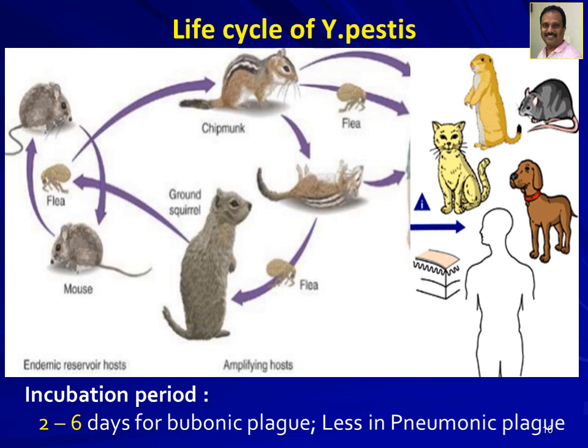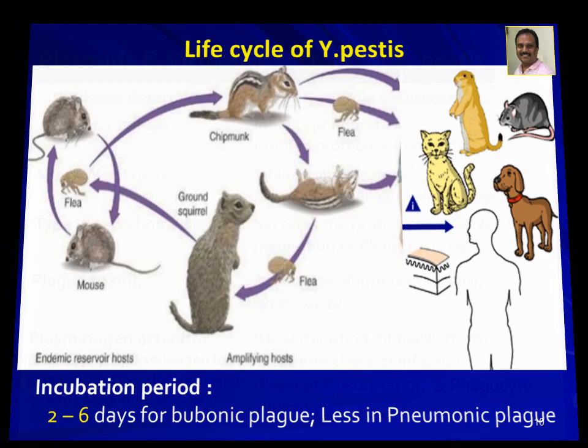Not only that, when human beings come in contact with the dead animals which were infected with this particular bacterium and died, either body secretions or the body tissues of these dead animals are infectious to human beings. After an incubation period of 2 to 6 days in the case of one type of plague, that is bubonic plague, the clinical manifestations will appear. Whereas in the case of pneumonic plague, which occurs in the form of respiratory plague, the incubation period is less than that, around 1 to 4 days.